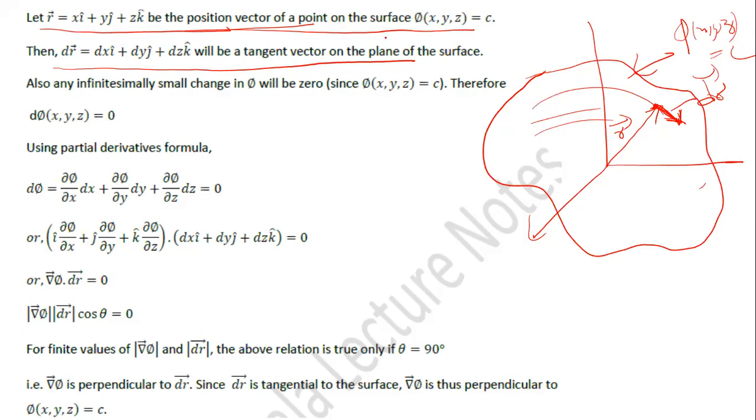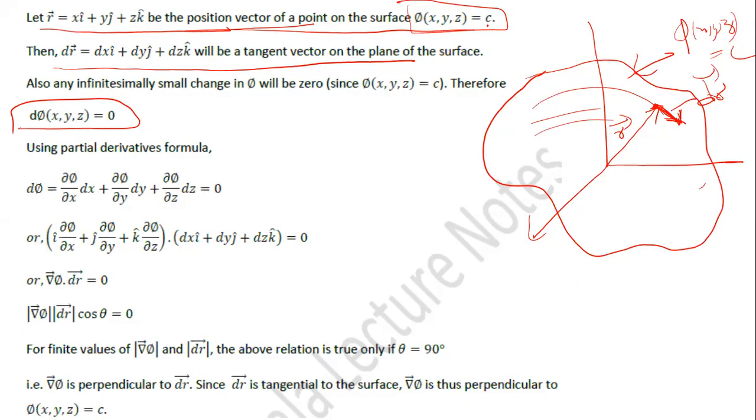Here, the equation of the surface represents that phi x, y, z is constant on the surface. Phi is constant on the surface. So since phi is a constant, any change in phi on the surface, d phi on the surface is also 0. Okay, so if you're moving from one point to another point on the surface, d phi, change in phi is 0 because phi is a constant.